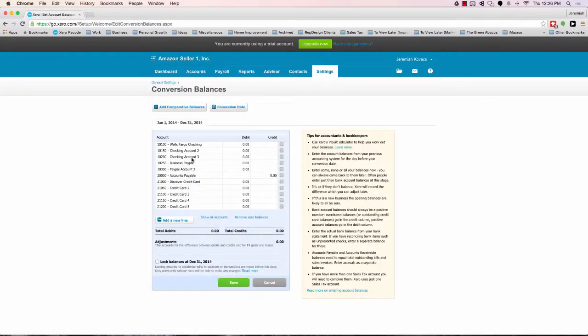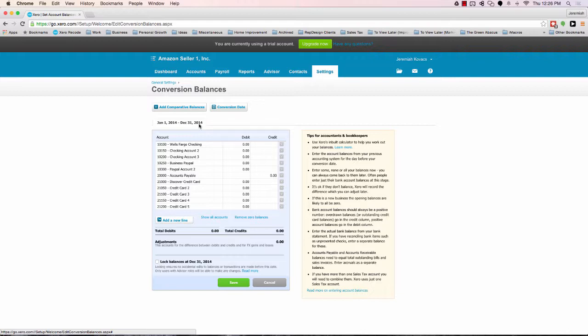Once you click that, it's going to ask you, well, what were your balances as of December 31, 2014? And what that means is it's asking you what were the balances on all your accounts as of the day before you started working in Xero. So if this says December 31, 2014, that means I set my conversion date as of January 2015, so the beginning of the year.